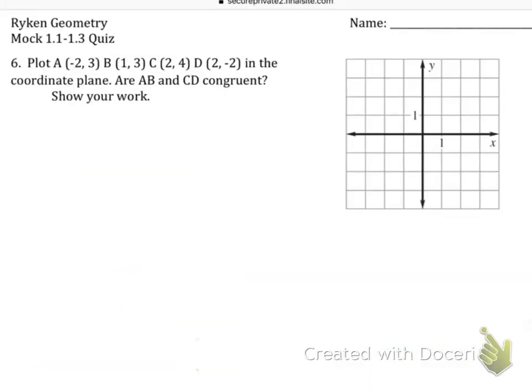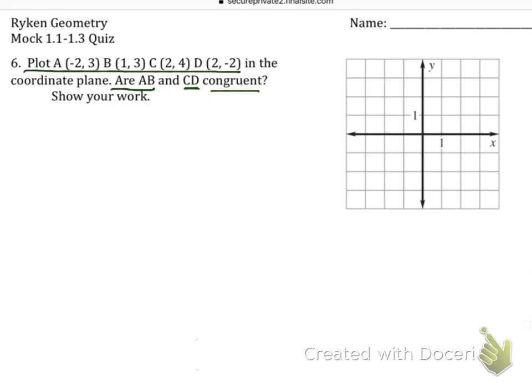All right, in question 6, they're asking us to plot some points. So here are the points we're going to plot. Then once we plot them, in this coordinate plane to the right, it says, is the length of AB and CD congruent? So we have to show some work for this. First job is to plot. If we plot AB, we can see what that looks like. So let's do that first.